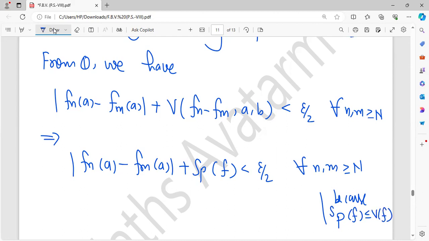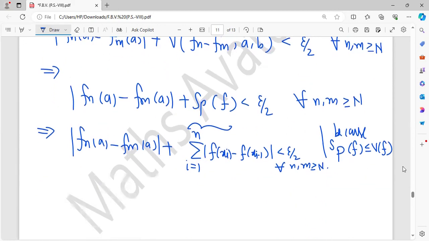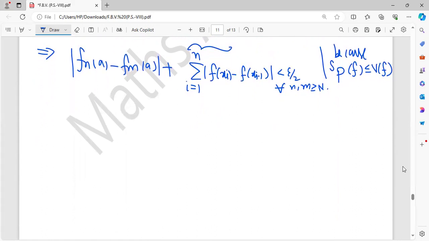We know it. Okay. So suppose I am taking this partition for Fn minus Fm. So what is the partition? Sum over i from 1 to n of the difference of fn minus fm at xi and at xi minus 1 is less than epsilon by 2 for all n and m greater than capital M. Okay. So the partition is x0, x1 up to xn equal to b. Now Fn is pointwise converging.